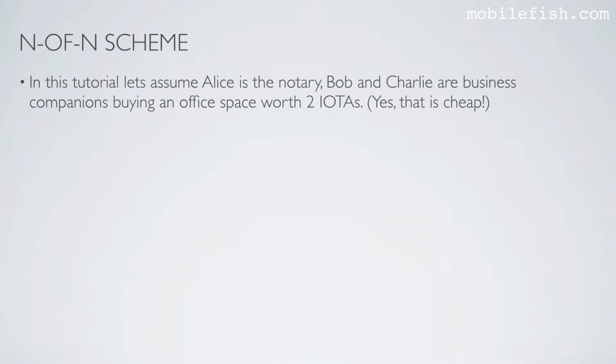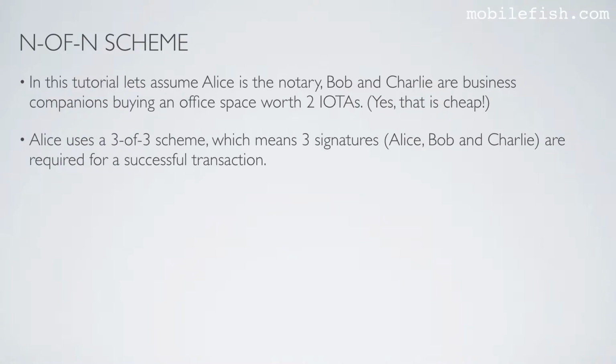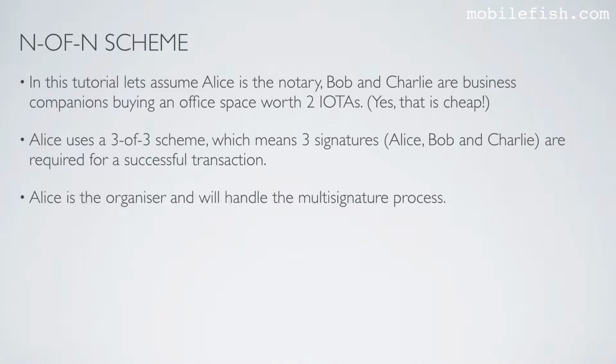In this tutorial, let's assume Alice is the notary. Bob and Charlie are business companions buying an office space worth 2 IOTAs. Yes, that's cheap. Alice uses a 3-of-3 scheme, which means 3 signatures, Alice, Bob, and Charlie, are required for a successful transaction. Alice is the organizer and will handle the multi-signature process.